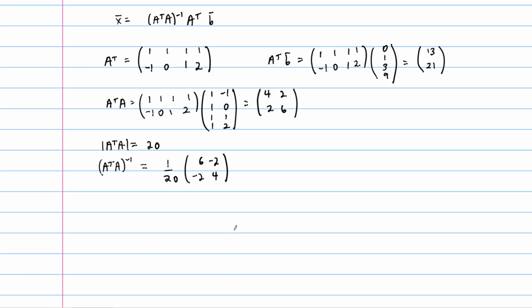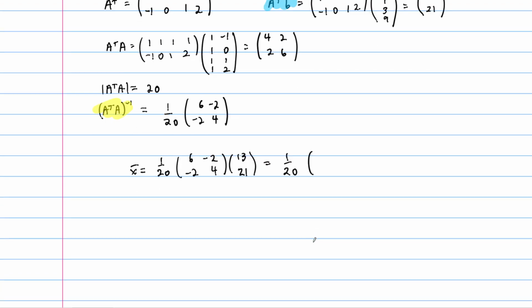And now we can just multiply this matrix times this vector. So I've highlighted in a very odd way here, but this matrix times this vector. So that's what we have to do, and we'll have our solution then. So our x hat is going to be 1 over 20 times the inverse matrix, 6, -2, -2, 4, times the vector A transpose B, 13, 21. And now we just carefully work this out and see what we get.